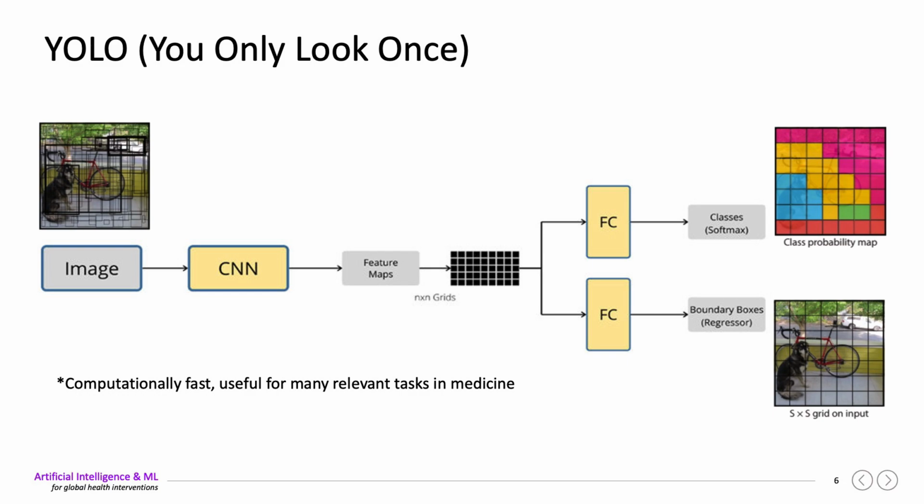Two fully connected heads then operate on that grid. One produces class probabilities via softmax, generating a class probability map, and the other regresses bounding boxes. Because the whole image is processed in a single forward pass over an S by S grid, YOLO is computationally fast, which, as the slide notes, makes it useful for many relevant tasks in medicine. Speed matters when you need real-time or high-throughput detection.